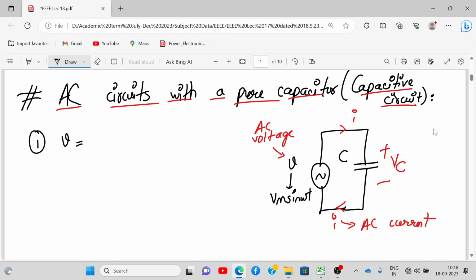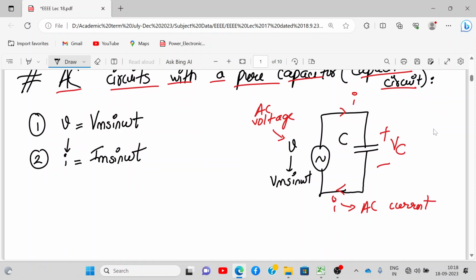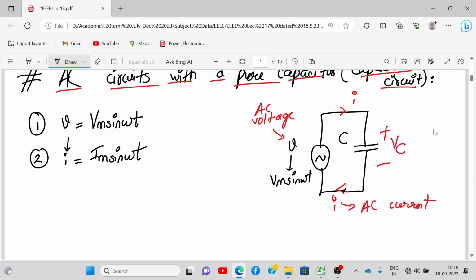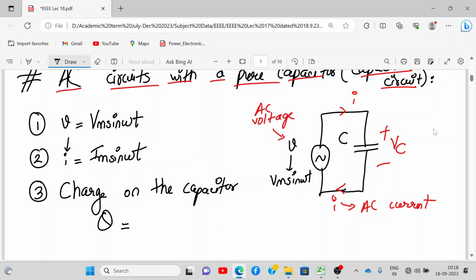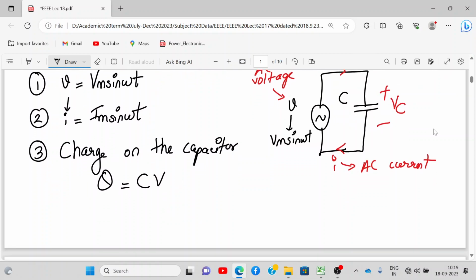So AC voltage V equal to Vm sin omega t is applied to a capacitor. As a result of this AC voltage, current i will flow through the circuit. So i will be given by Im sin omega t, right? Now, what is the charge on the capacitor? Do you notice the notation for charge? Q. Charge on the capacitor is given by C into V. And what is the circuit current given by?